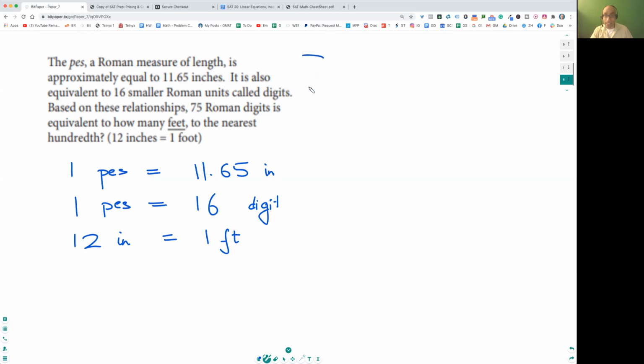Yes, this is the next type of problem. Yes, thanks for asking me. This is the new type of problem. This is the conversion type of problem, unit conversion.